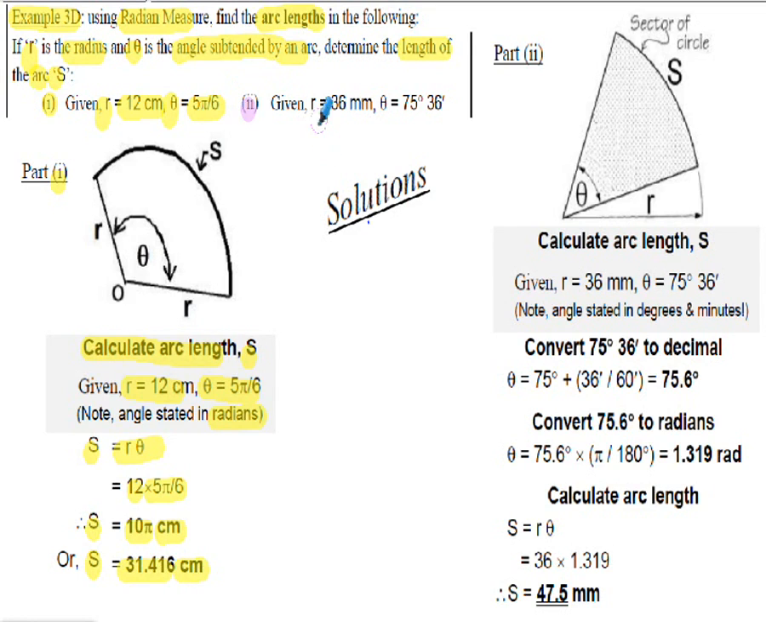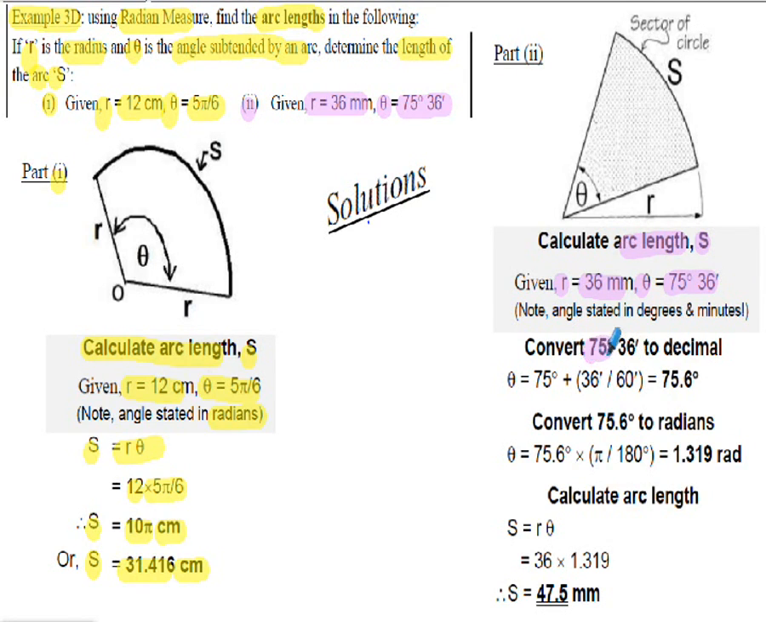Part 2, we're now given that the radius r is 36 millimeters and the angle is given as 75 degrees and 36 minutes. So now to calculate the arc length s, we need to be careful. The radius is fine, it's given as 36 millimeters, but the angle theta is given in sexagesimal notation. So we first of all need to convert that into decimal notation, using the previous conversion on our calculators.